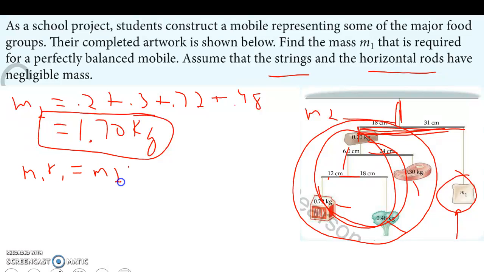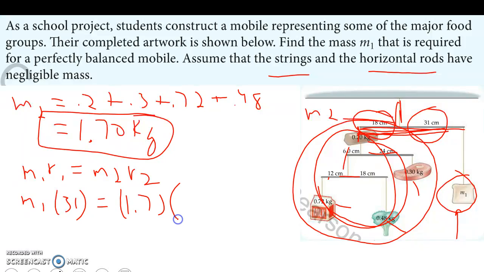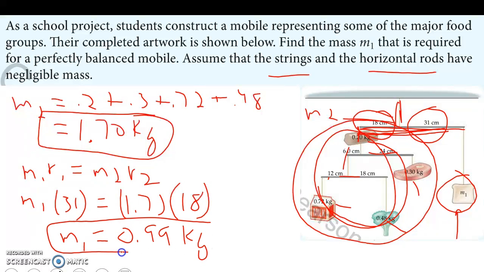So now that we know that mass 2 is 1.7, now we go ahead and make our equation. M1 R1 is equal to M2 R2. M1 we don't know, but the radius is 31 centimeters. You can convert to meters. The key is that as long as both of these measurements are in the same units, you're good. We multiply that by M2, which is 1.7, and times my R2, which is 18 centimeters. And then you can see we just divide both sides by 31, and we get the mass of 1 to be 0.99 kilograms. So really quick way to find that missing mass using static equilibrium.